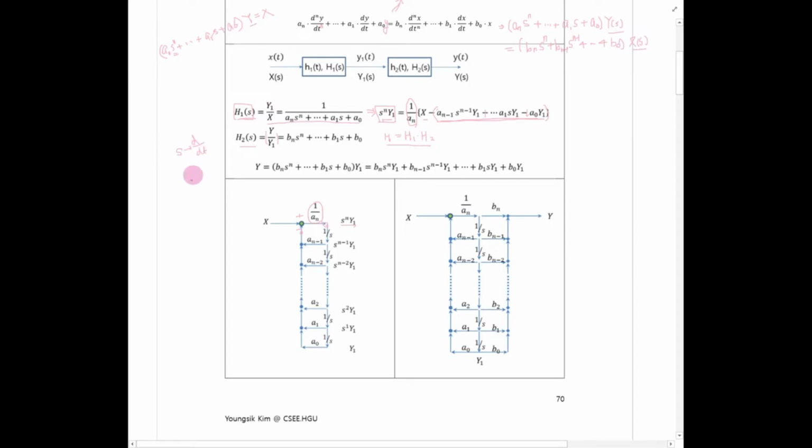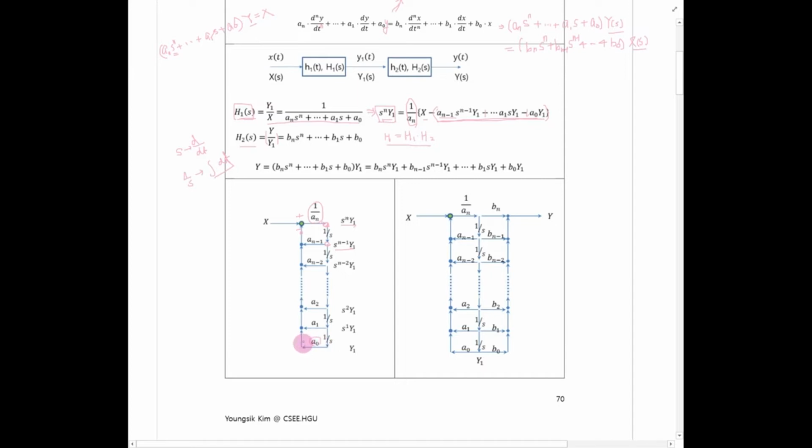But 1 over s, we can implement that one by use of an integrator. By use of an integrator, we can create this one. So the integration circuit is added here. Then that will give s^(n-1) y1, which is multiplied by a_(n-1). That's this one. And also all the way the same. And then lastly, a0 y1 is added here.